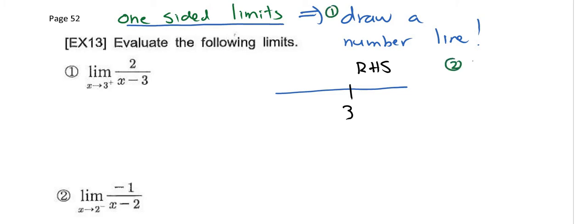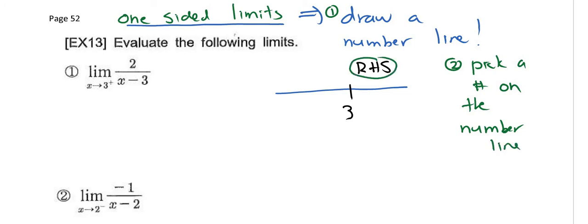Your second step is pick a number on the number line. Okay, so since I'm focusing on the right hand side, pick a number that's to the right of 3. A very good answer could be 3.1. So this is your pick. My pick is 3.1. Alright, and then the third step is just do a direct substitution.